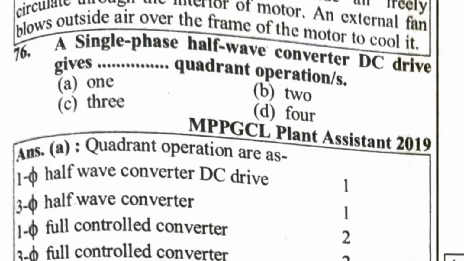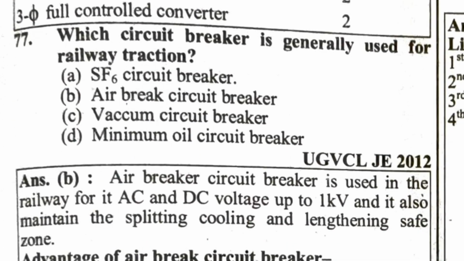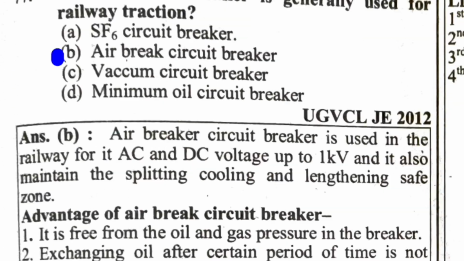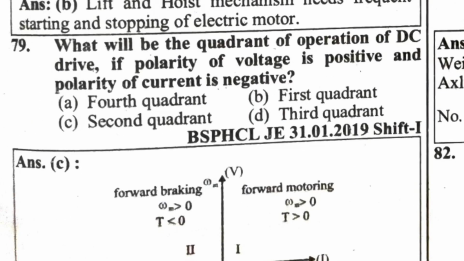A single phase half wave DC drive gives a one quadrant operation. Which circuit breaker is generally used for railway traction? Air brake circuit breaker. Which of the following applications need frequent starting and stopping of electric motor? Lift and hoist.